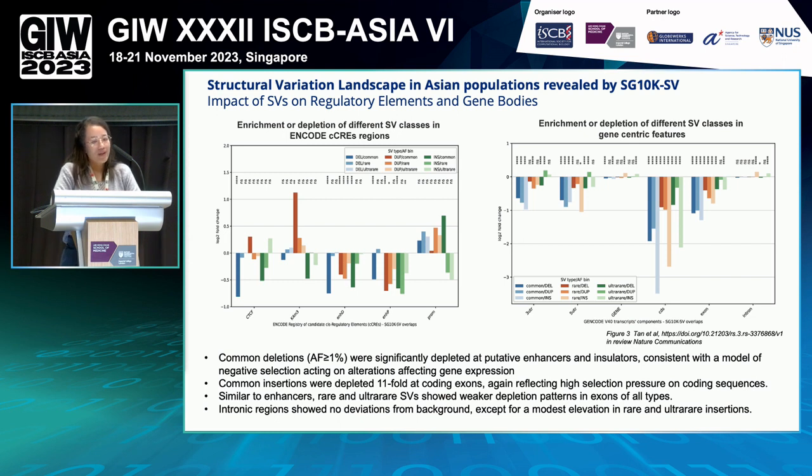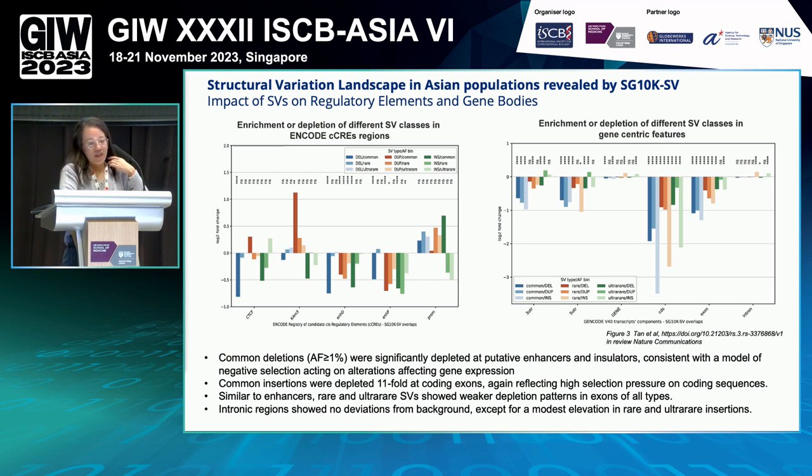Next, we also look at how structural variations can impact regulatory elements as well as the gene bodies. So we first look at the enrichment and depletions of different structural variation classes in the ENCODE cCRE regions, and we found that common deletions are significantly depleted at putative enhancer and insulator regions, which is consistent with a model of negative selection acting on alterations affecting gene expression. We also found that common insertions are depleted 11-fold at coding regions.